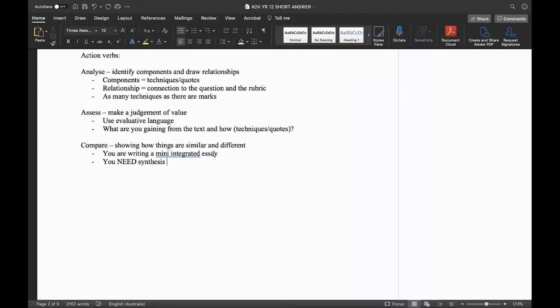So we've got analyse, assess, compare. Similarly, with compare, you might also have a contrast question, or even, let's say, distinguish as well. This is very similar to compare. Contrast, distinguish, compare, they're all generally the same thing. You need to be doing that synthesis amongst them.